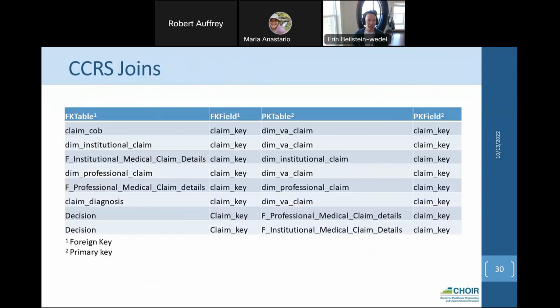CCRS. This is a table of the foreign key and parent key joins. These are the ones that I use to join things together. It's pretty straightforward. You usually join on claim key, which is nice.